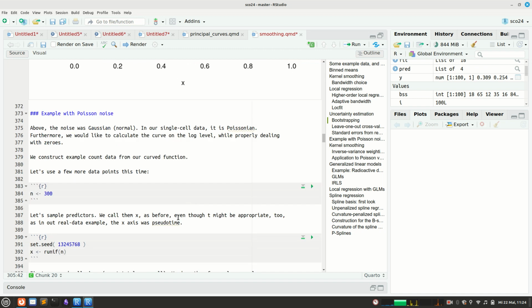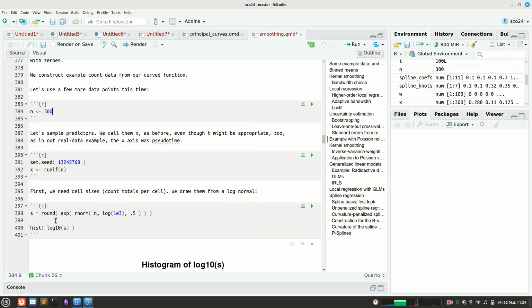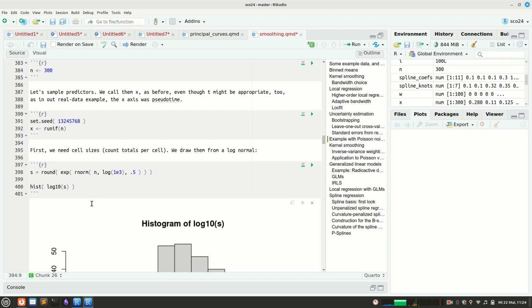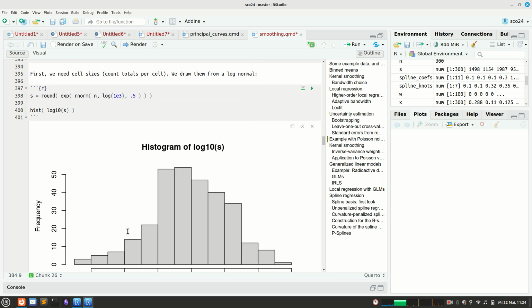I want to simulate such data. So I first decided that this time I take 300 instead of 100 data points. And again, I draw them uniformly between 0 and 1. And now the next thing is, because we have these different values S, I need some random values which I use as the size of the cells. I've decided to just take a log normal distribution. I take a log normal with a mean around 1000 and 0.5, and in the end my log normal looks like this here.